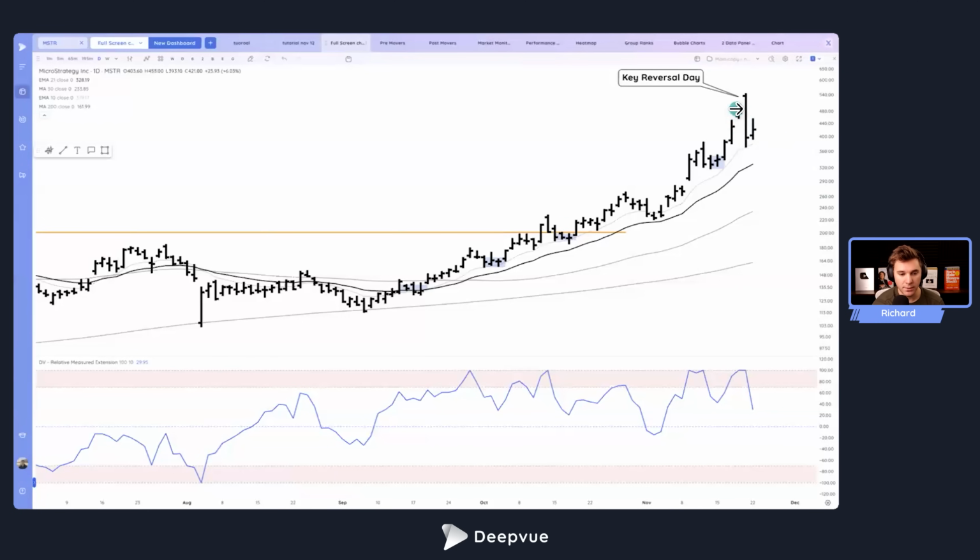And this past Thursday, look at this bar here. We were extended going into this, and then we had what we call a key reversal day, where we had a gap up and then just an expansion bar to the downside, undercutting a lot of these lows and retracing about a 20-30% move all in one day. And this is something that can happen when a stock is extended.